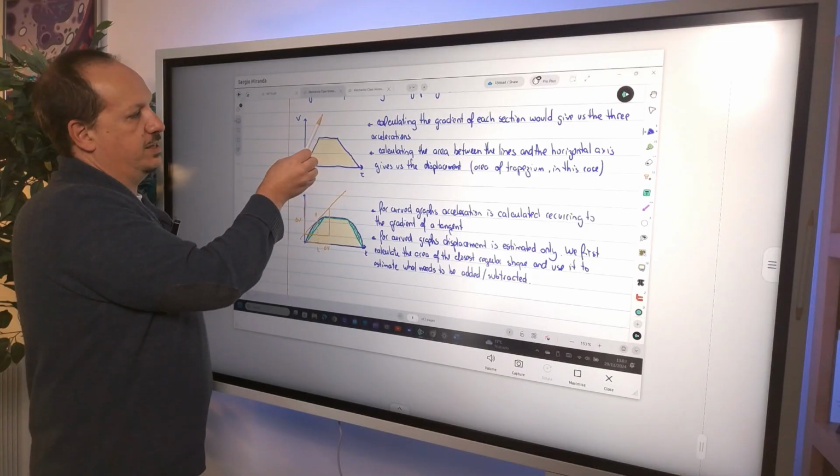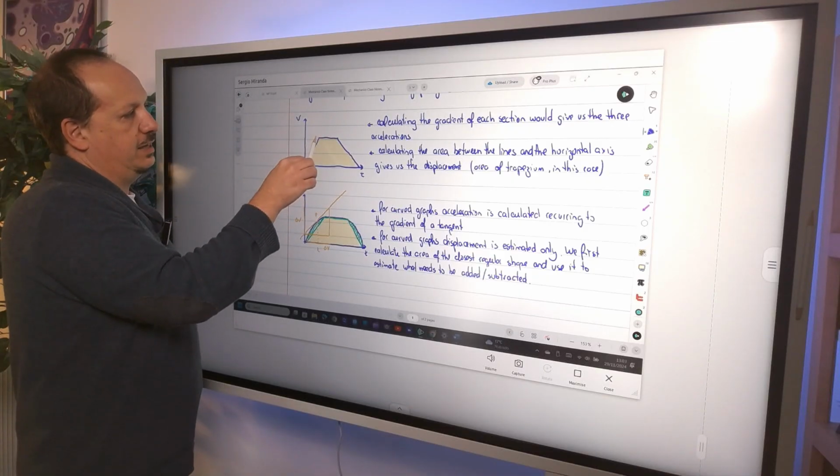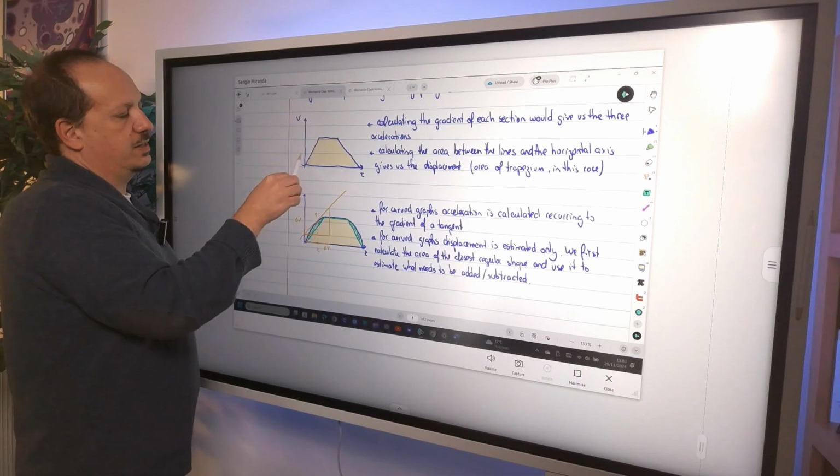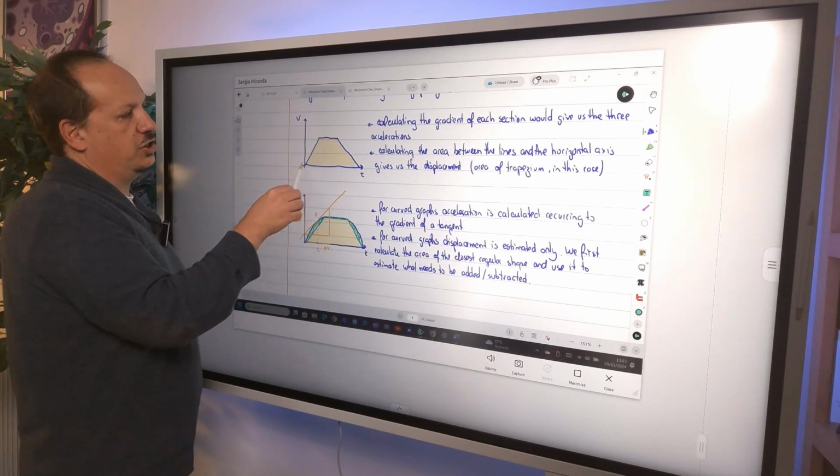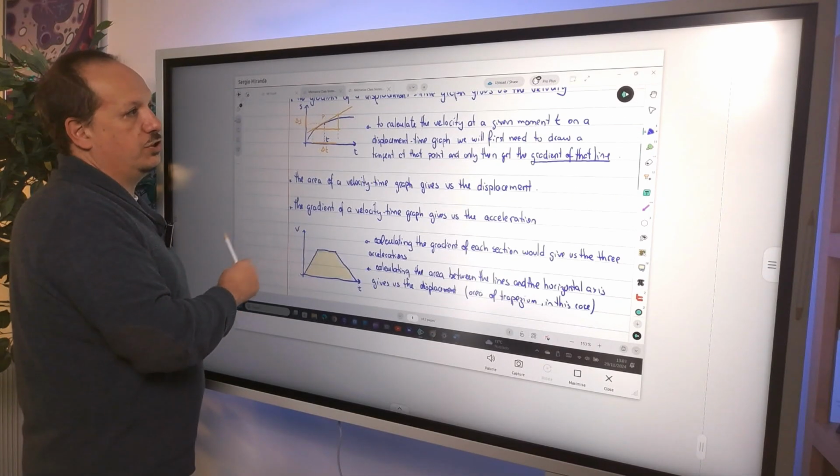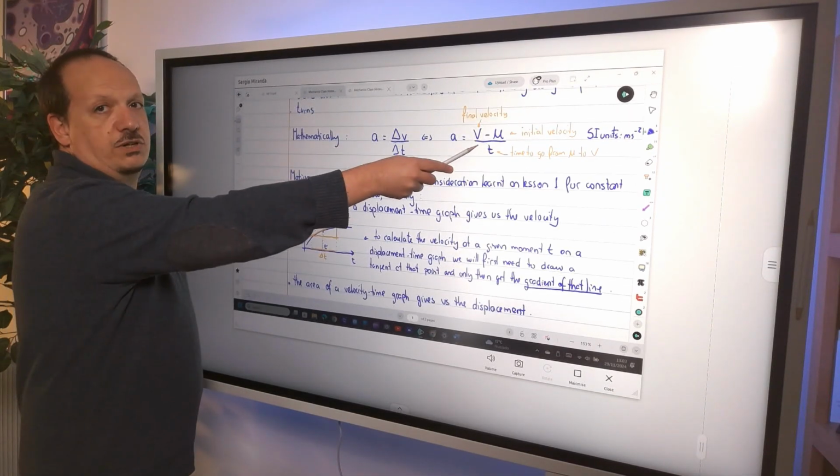Look at what the gradient is. The gradient of this line is this change in velocity, right? The change in height over the change in distance. So a change in velocity over a change in time. And that is the definition of acceleration, right?